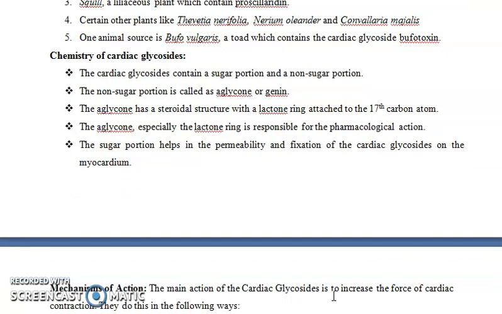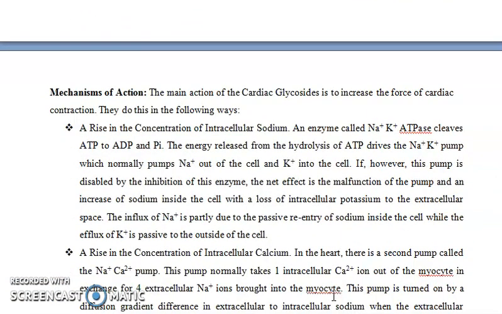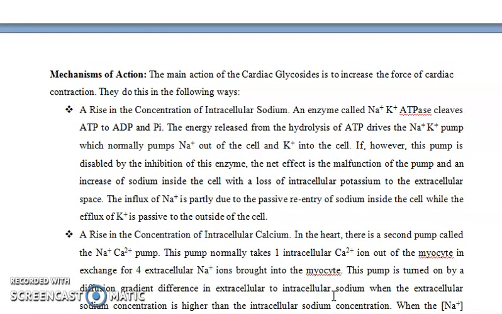Okay, so coming to the next main one, what is the mechanism of action, how these cardiac glycosides act. These cardiac glycosides mainly act by two mechanisms, that is rise in the concentration of intracellular sodium, and the next mechanism is rise in the concentration of intracellular calcium.